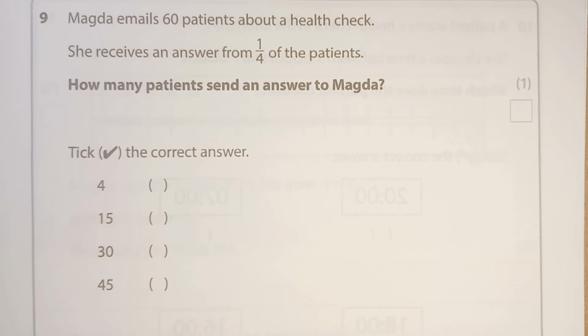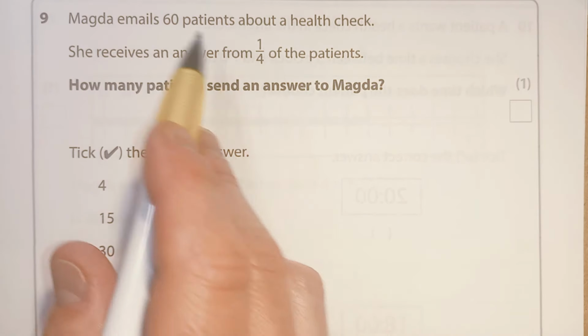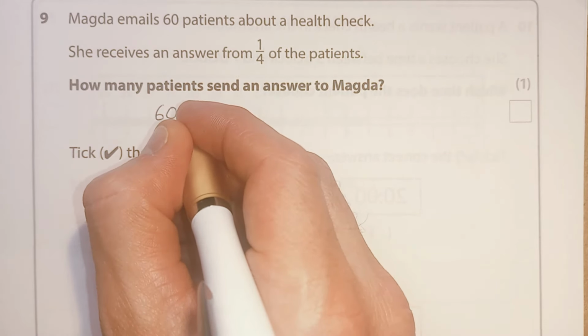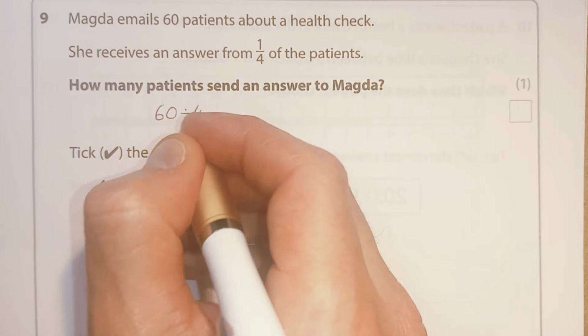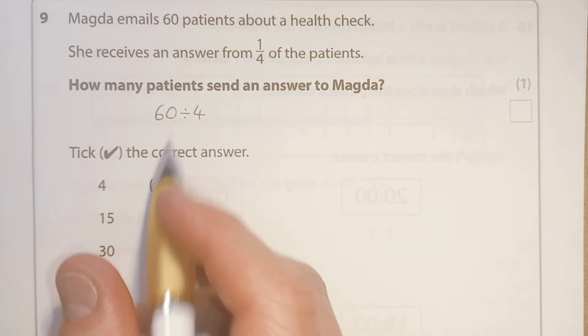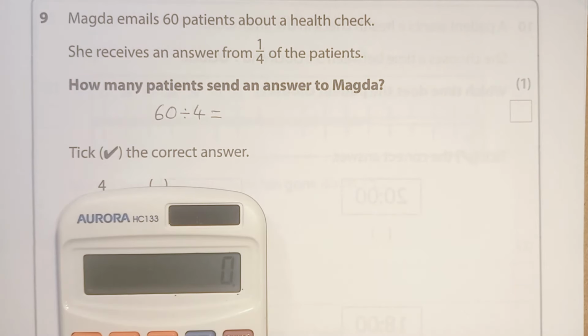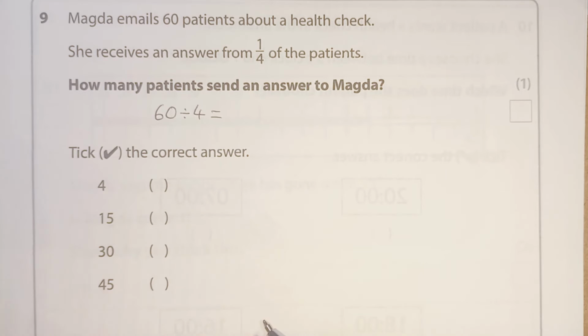Magda emails 60 patients about a health check. She receives an answer from 1/4 of the patients. How many patients send an answer to Magda? So we want to know what 1/4 of 60 is. So 1/4 is the same as saying divided by 4. Yeah, splitting it into 4 equal parts. And this is where we can use our calculator again. 60 divided by 4, we get an answer of 15. Is that one of our options? Yes, it is.